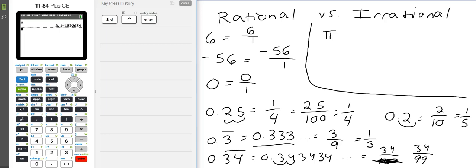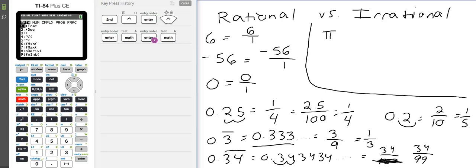So let's see. We're going to have the calculator tell us, can the calculator write this as a fraction for us? Press the up arrow and press enter to copy this to the next line. Then you can press math, fraction, frac, press enter, enter again, and it tells you, no, the calculator could not convert the 3.141592654 to a fraction. The calculator was not able to do that for us, and therefore pi is irrational.